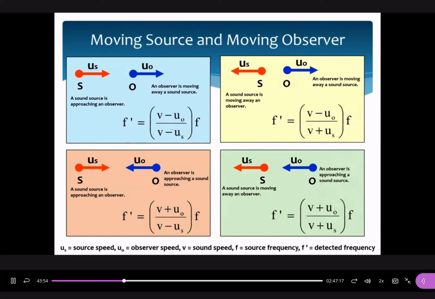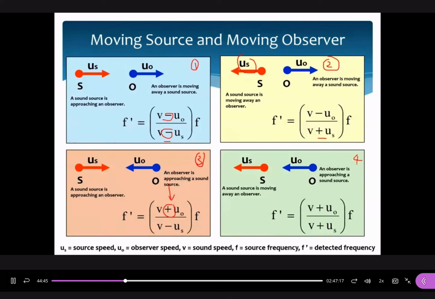If you just memorize the first situation like this, then for the second one, the only difference between the first one and the second one is this one, US. So if this is negative, we change it to positive. Only the negative side to the positive side. When you compare the first one and the third one, what is the difference? The difference is that the source is moving to the observer, and also the observer is moving to the source. So the change is this one, from negative side to positive side.